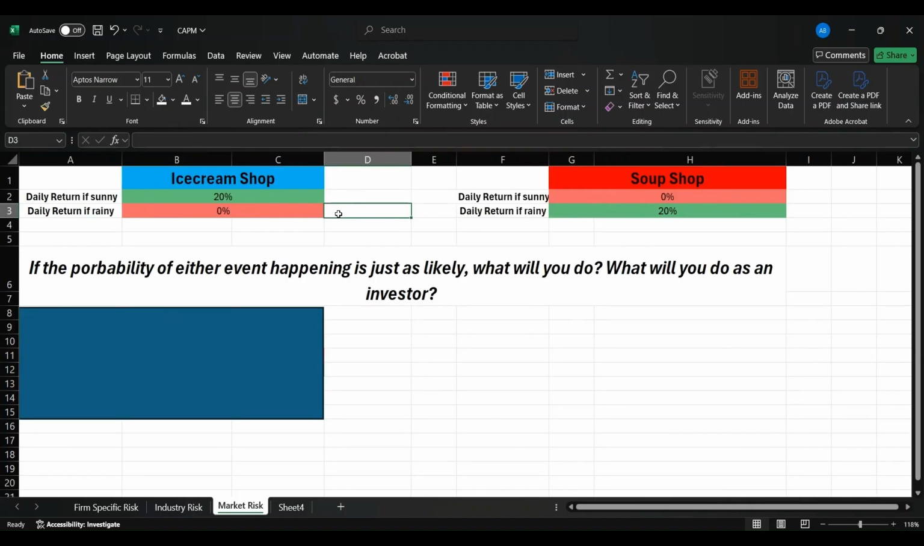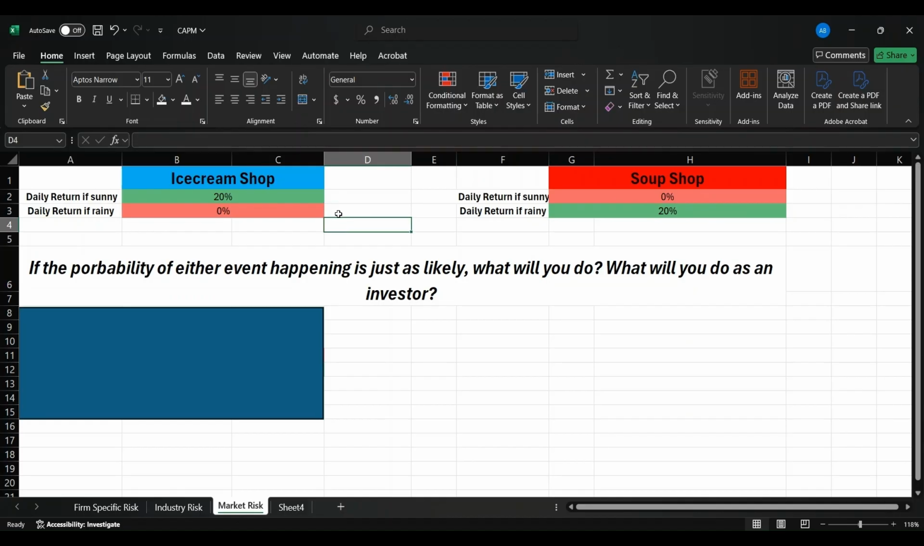Lastly, let's understand what we mean by systematic risk or market risk. Now, imagine the marketplace has only two shops, the ice cream shop and the soup shop. If the next day is sunny, the ice cream shop will earn a return of 20%. If the next day it rains, the ice cream shop will earn a return of 0%. Vice versa, on the days that it is sunny, the soup shop will earn 0%, and on the days it rains, the soup shop will earn 20%.